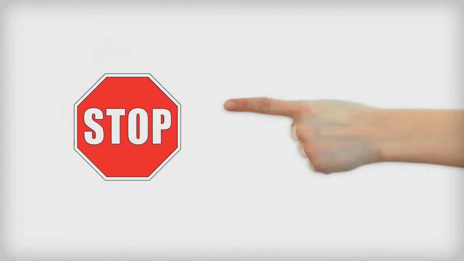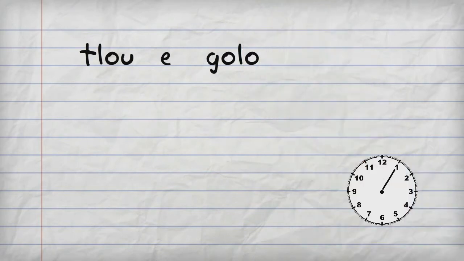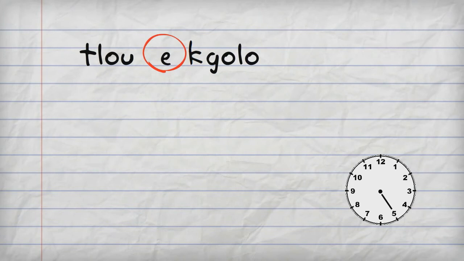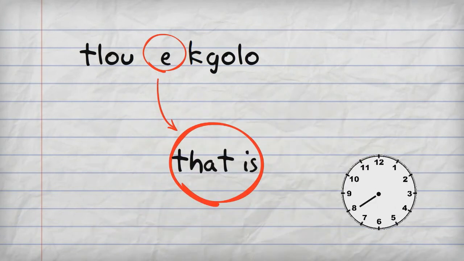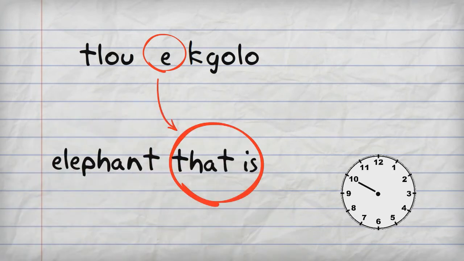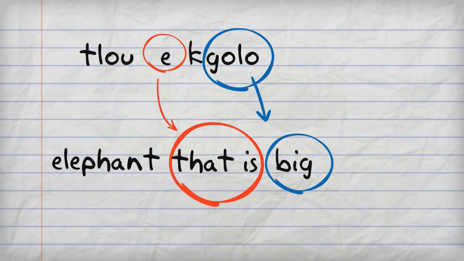Okay, stop for a second. Let me explain. Did you notice when we said tlou e kholo, we added a K to kholo? E means that is. Tlou means elephant and kholo means big. So we're actually saying elephant that is big. You see how easy it is?